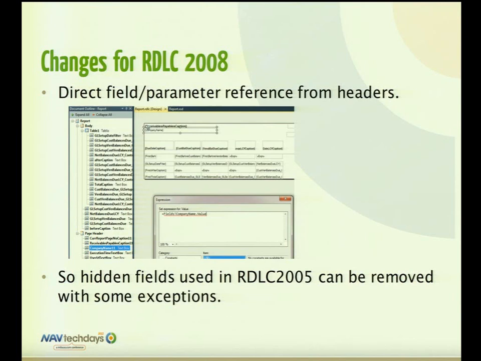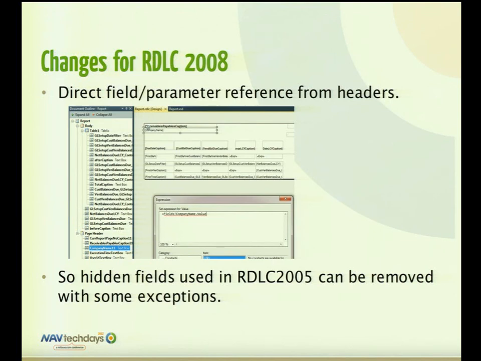Changes because of RDLC 2008. In RDLC 2008, we got a new feature, which is direct reference of fields from the header. As you all know, in 2005, we could not refer to the dataset directly from the header. So the way we had to do it is create all these hidden fields in the body, and then refer to those fields from the header, which was very difficult. With RDLC 2008, the header is able to refer to the dataset directly, and we can get rid of many hidden fields, which is a great advantage, and that helped us in cleaning up a lot of our reports.